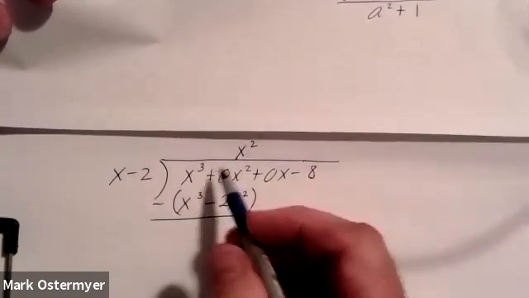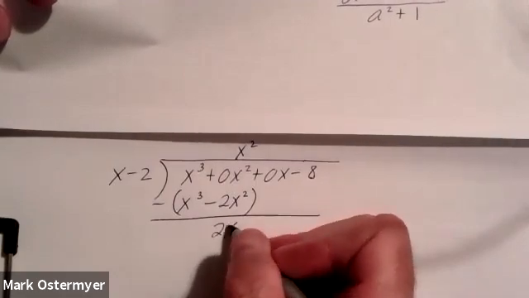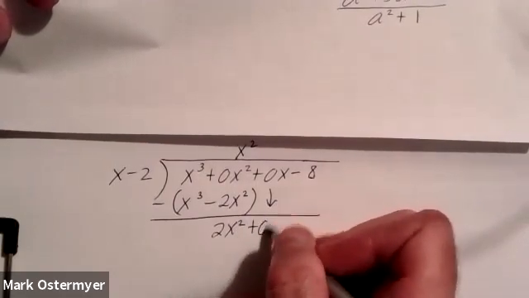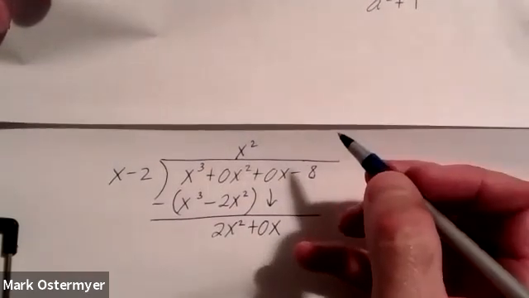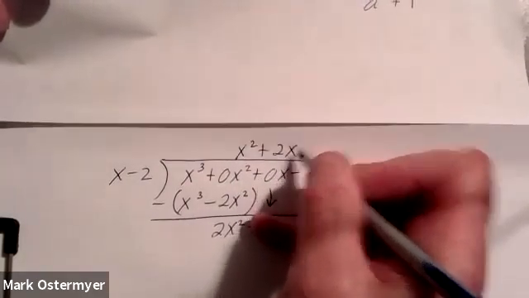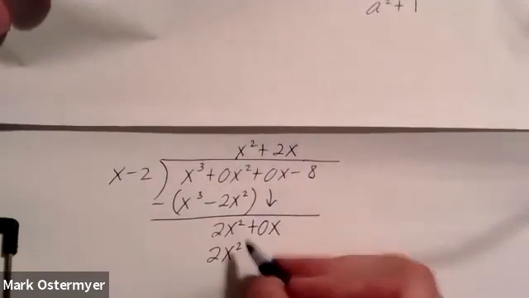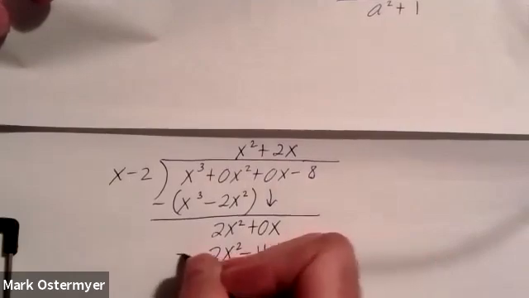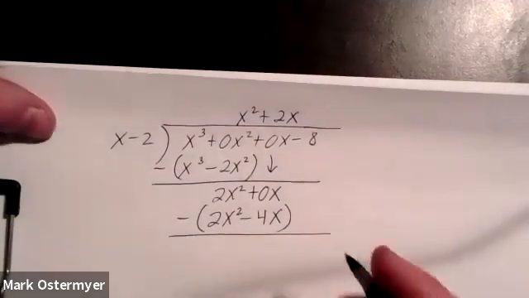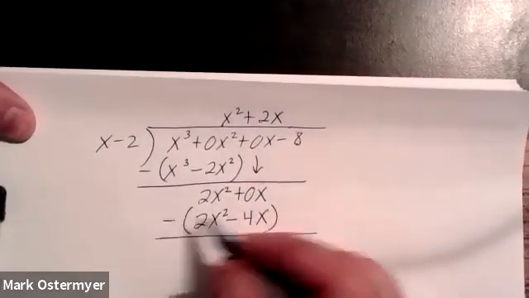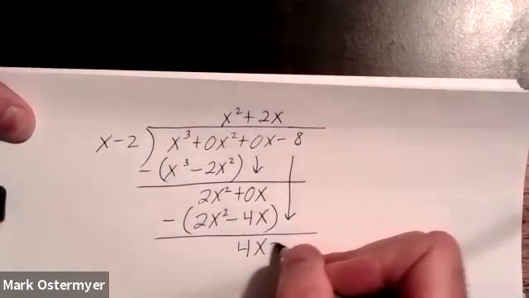Subtract. x cubed minus itself is 0. 0x squared minus a -2x squared is 2x squared. Drop down the 0x. x divides into 2x squared 2x times. 2x times x is 2x squared. 2x times -2 is -4x. Subtract off the whole polynomial. 2x squared minus itself is 0. 0x subtract the -4x is 0x plus 4x. Bring down the -8.